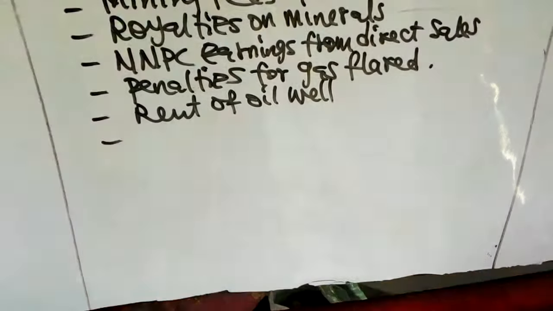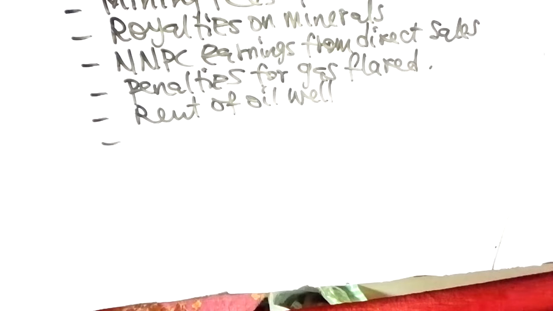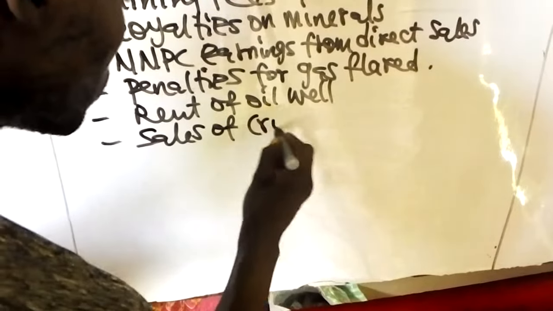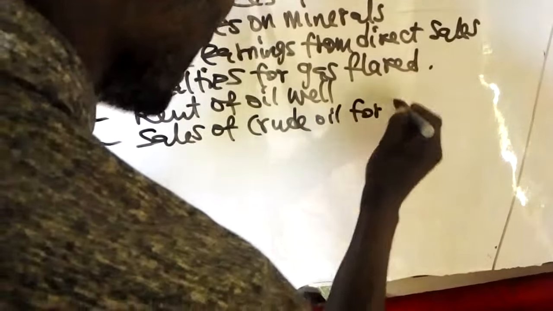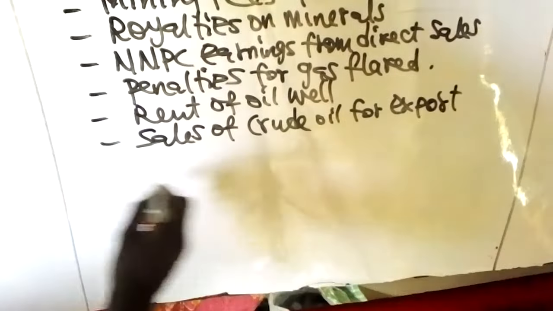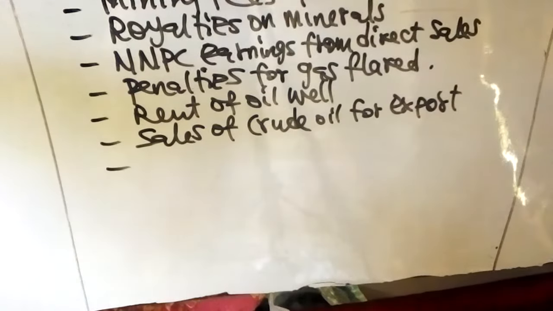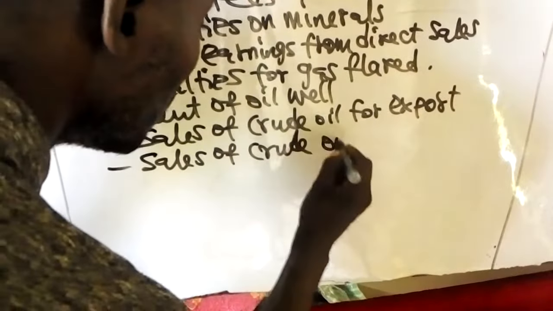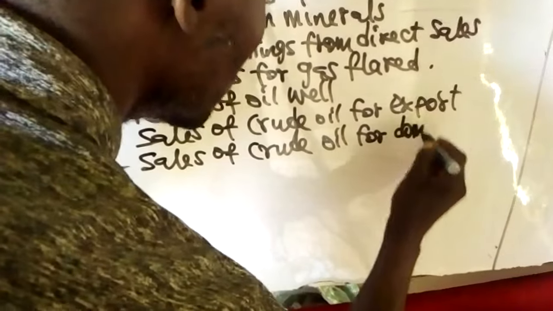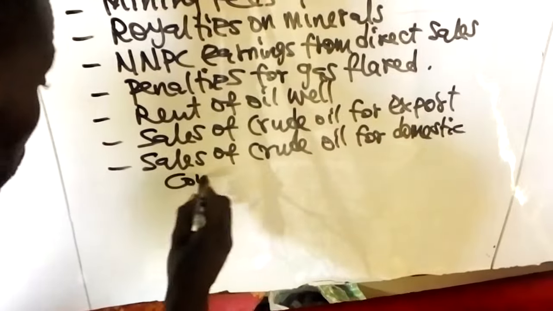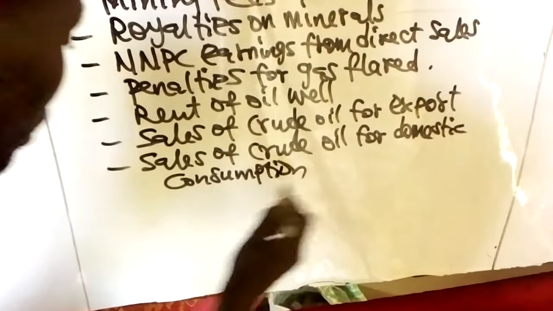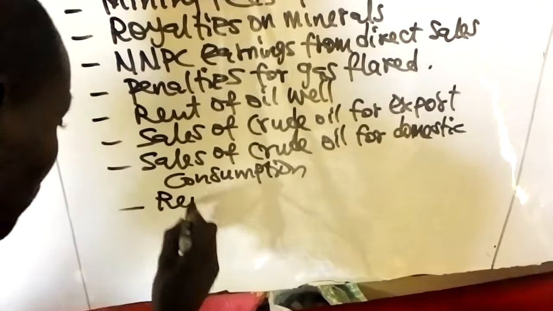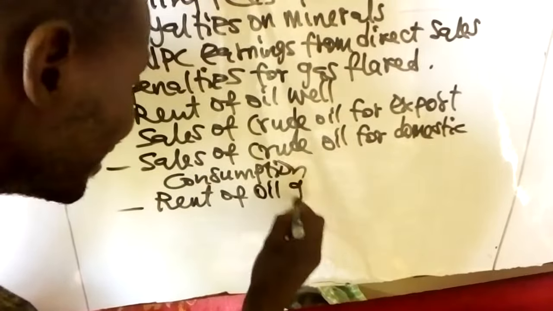Then we have number eight, sales of crude oil for export. Then we also have sales of crude oil for domestic consumption. Then we have rent of oil ground.